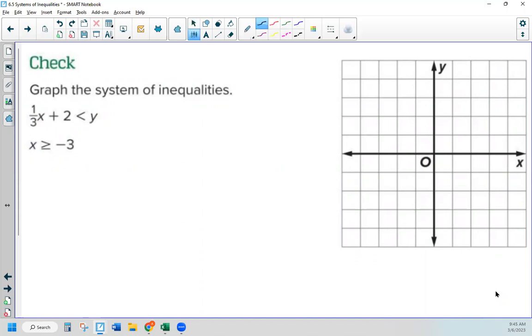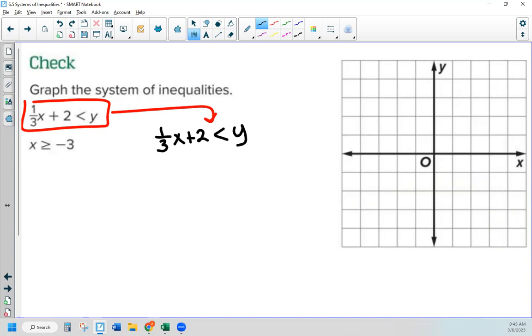Let's grab this and put it into slope-intercept form. So right now it's written as 1/3 x plus 2 less than y. What do I notice? I notice this is actually already pretty much in slope-intercept form because y is by itself. Y is already by itself.